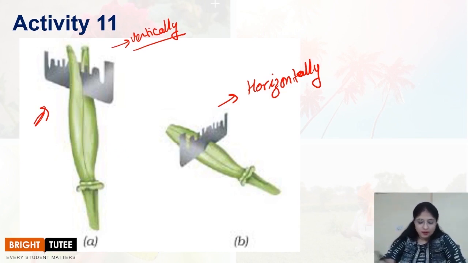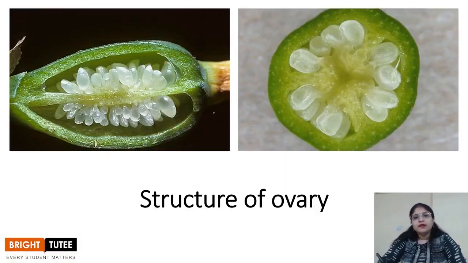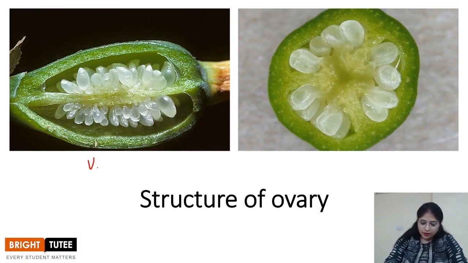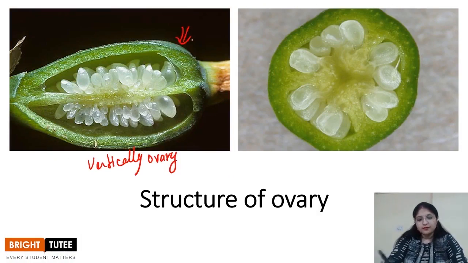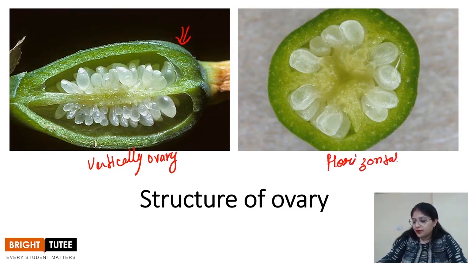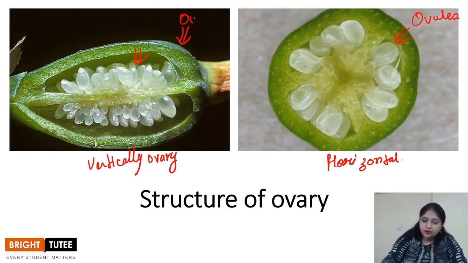or a magnifying glass. What you will observe, students, is this structure. For the vertically cut ovary, you will find the structure looking something like this, and for the horizontal one you will find that it looks like this. Now in both of these you can see some bead-like structures which you are able to observe in both of them. These bead-like structures are called the ovules.